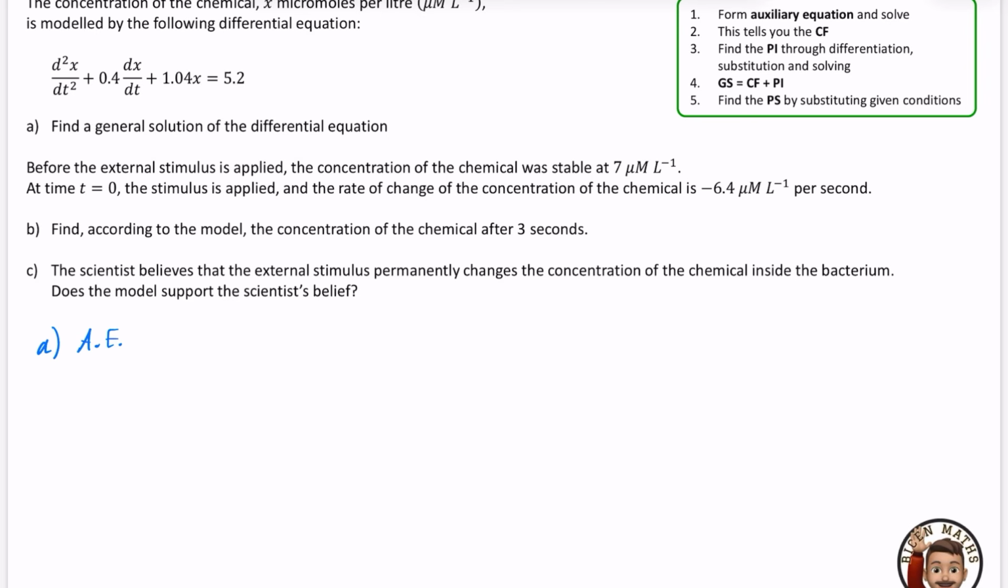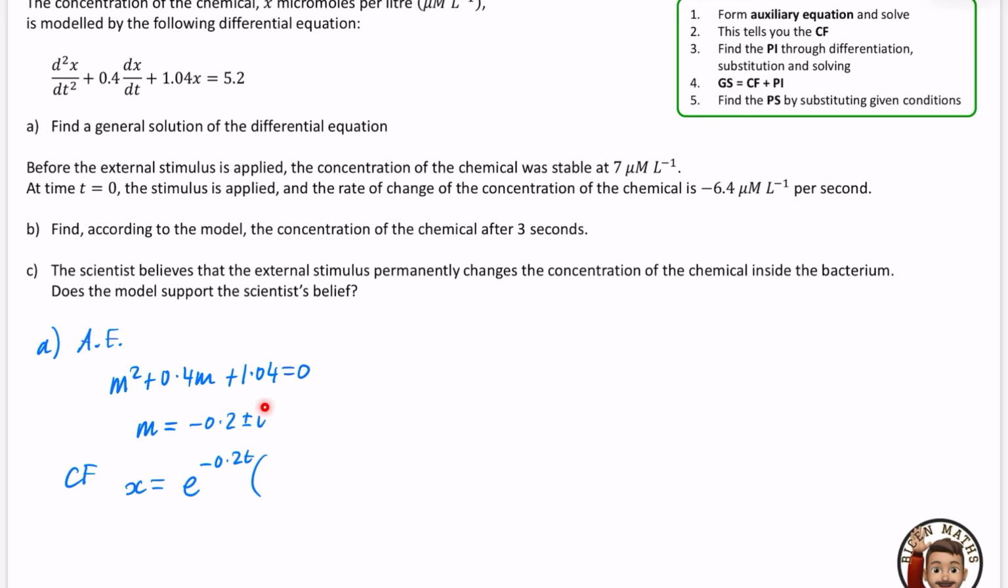So I will begin by doing the auxiliary equation, looking at this left-hand side that we've got here. And this is going to be m squared plus 0.4m plus 1.04 is equal to 0. So on my equation solver, I'll put in the coefficients of 1, 0.4 and 1.04. And this gives me that m is equal to minus 0.2 plus or minus i. Meaning the complementary function is going to be x equals, well, the minus 0.2 is going to be the e to the minus 0.2t.